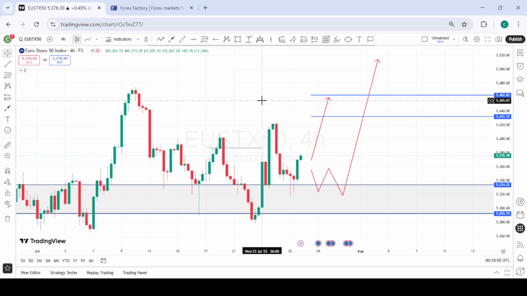So we can take advantage of this trade if it plays out as expected. So this is Eurostoxx. You can find it on some brokers as EUSTX50, or on some brokers you can find it as EU50.